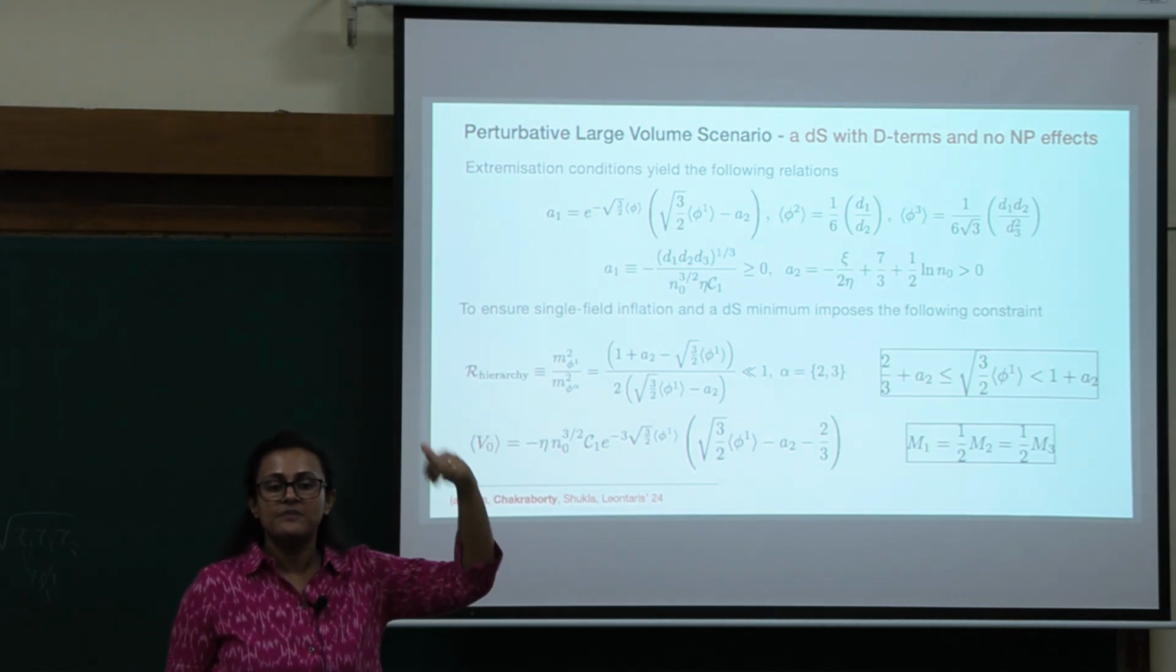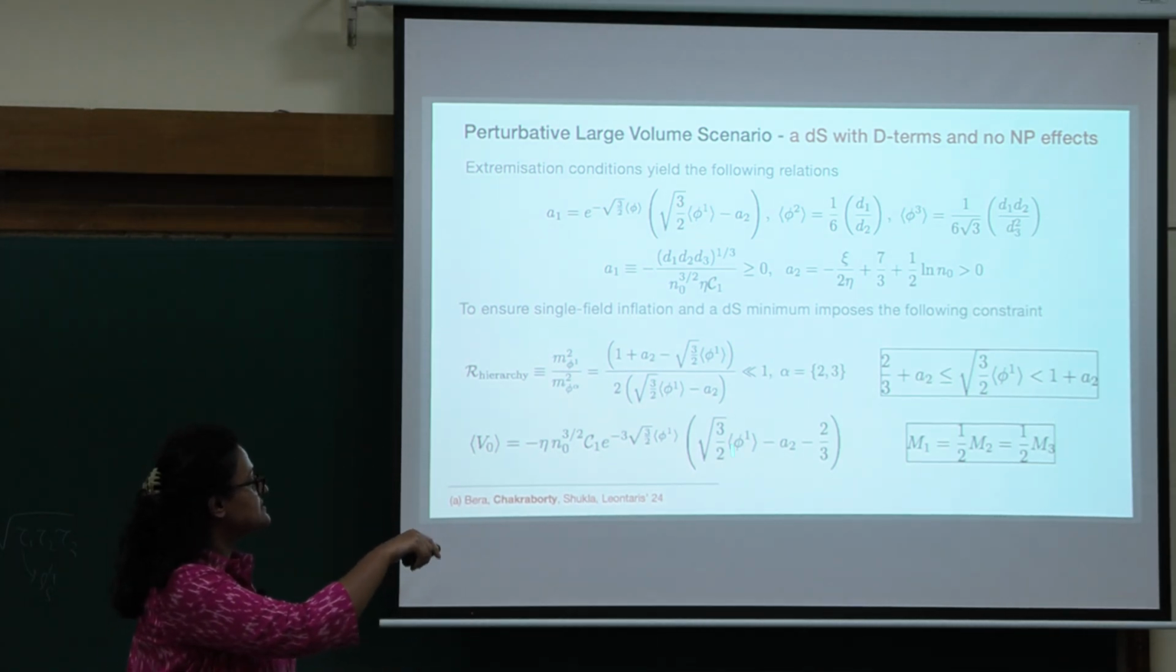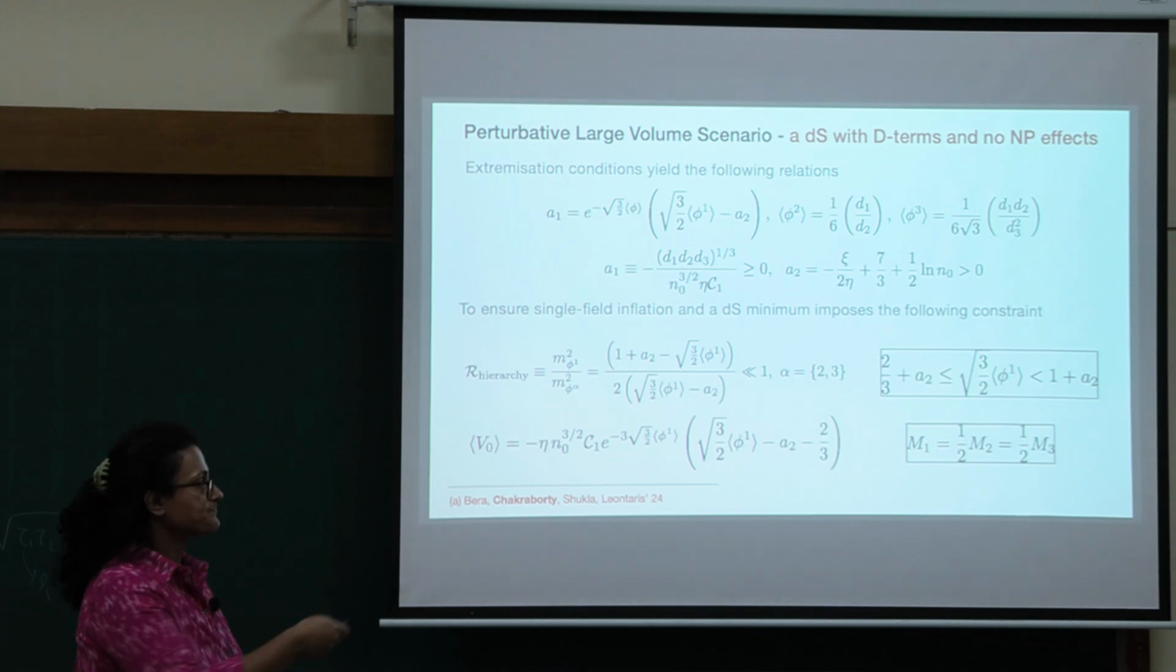These constraints will become relevant when I'll be putting some values to all of them. I'll be plugging in some values of W0, GS, and I will derive this A1, A2 and all of them.